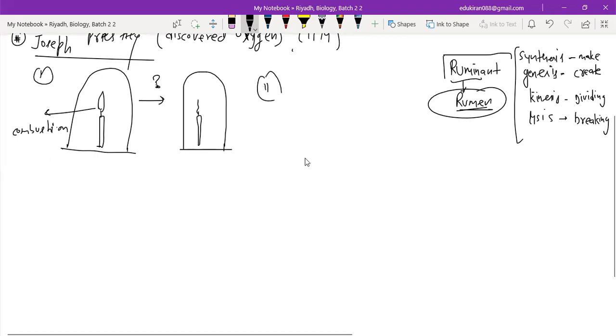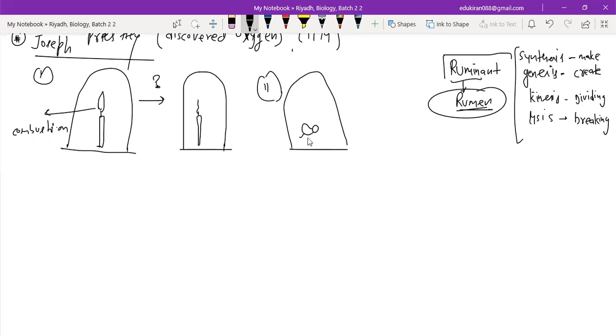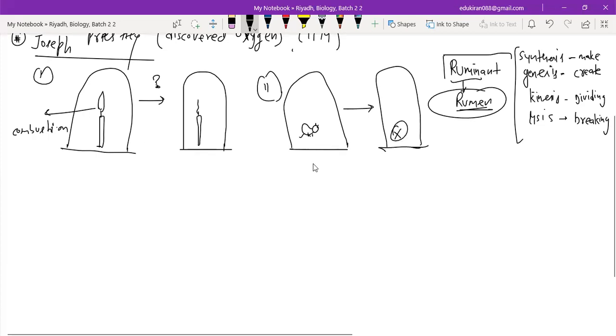Second thing, he also saw that if you keep any living thing, let's say a mouse, in the same glass lid, after some time you will see that the mouse also dies, right? And why does that happen? Because of the same reason. Oxygen got utilized, it finished. And who utilized the oxygen? The living system. The mouse utilized the oxygen, correct?